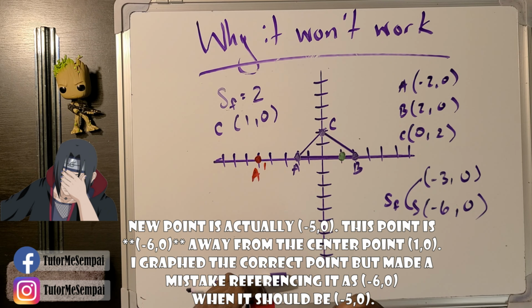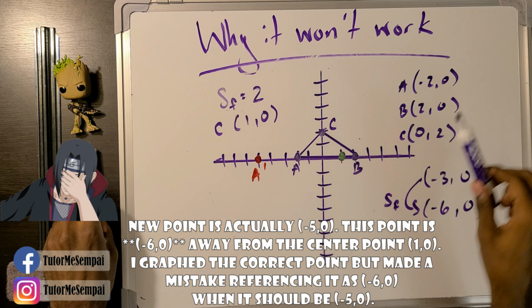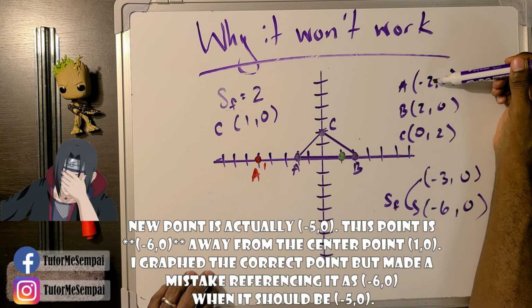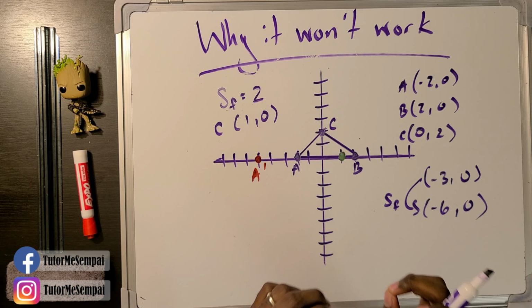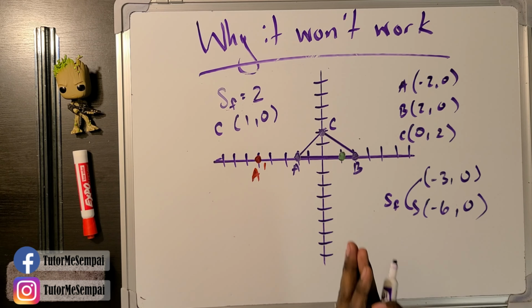A prime, which at -6, 0 is definitely not 2 times this A. So you see, simply applying that shortcut that we found out in our last video, whenever we're not centered at the origin, is going to give us the wrong answer.